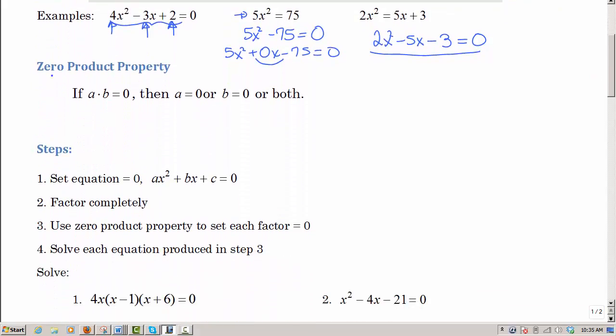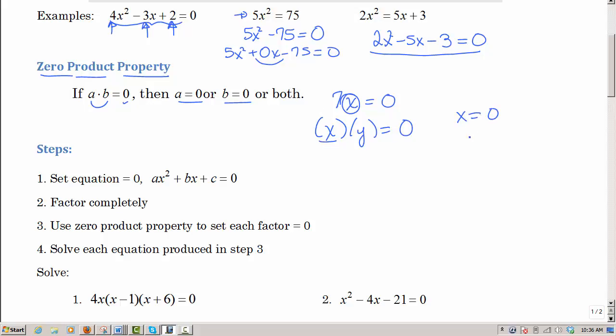Another thing we need to review is what's called the zero product property. It says if I multiply two things together and get 0, then one of the things I multiplied had to be 0, or perhaps both. Why is that important to know? Well, if I have 7 times x is equal to 0, what does x have to be? It has to be 0. If I have x times y is equal to 0, the zero product property says either x has to be 0, or y has to be 0, or both of them have to be 0. In order to multiply to get 0, one thing has to be 0.